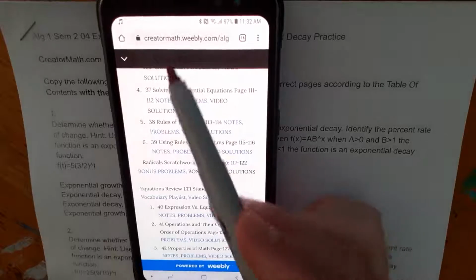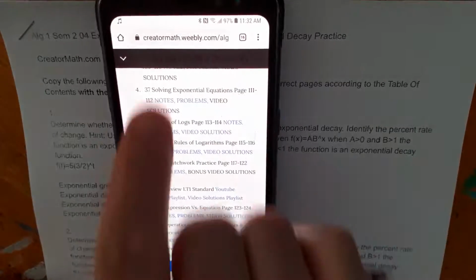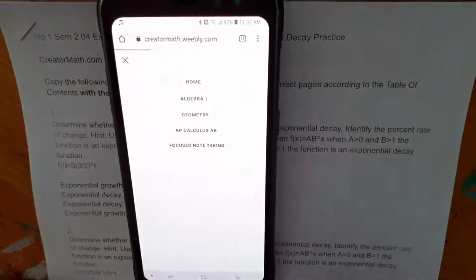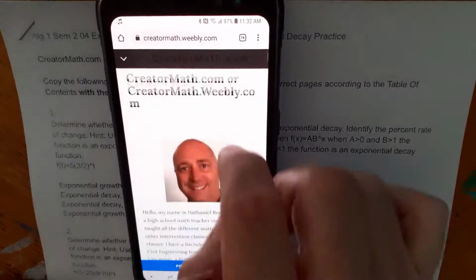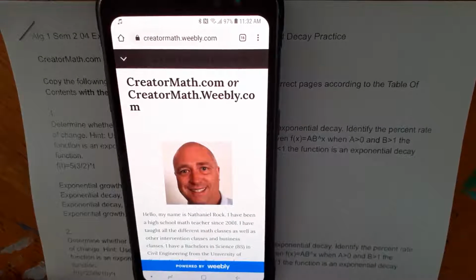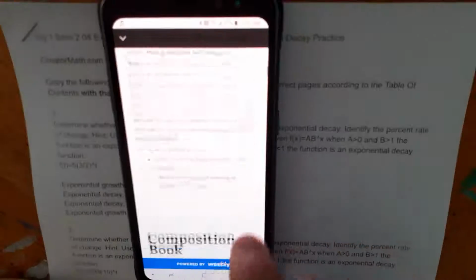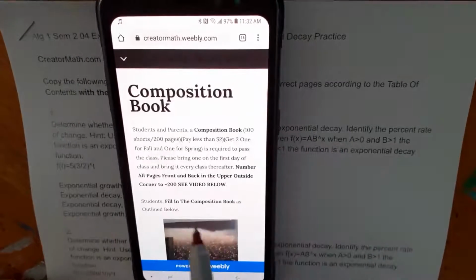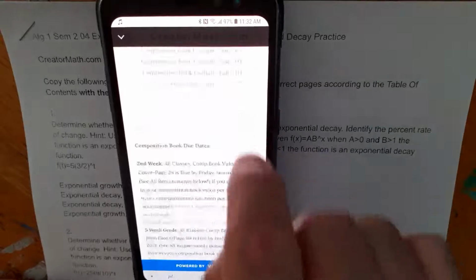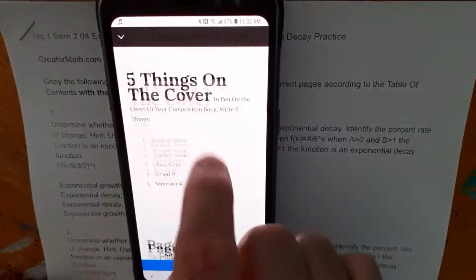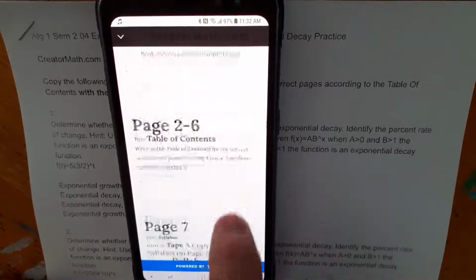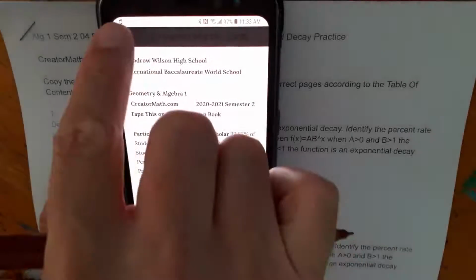Here's the website name, creatormath.weebly.com. Google that. If you do, you should get to this homepage. It should look like this. Any questions on the composition book, please scroll down, find the words composition book, and follow all the directions, watch all the videos, adhere to the turn-in dates, and put everything on the pages where they belong, including the notes, which we're going to go to now.